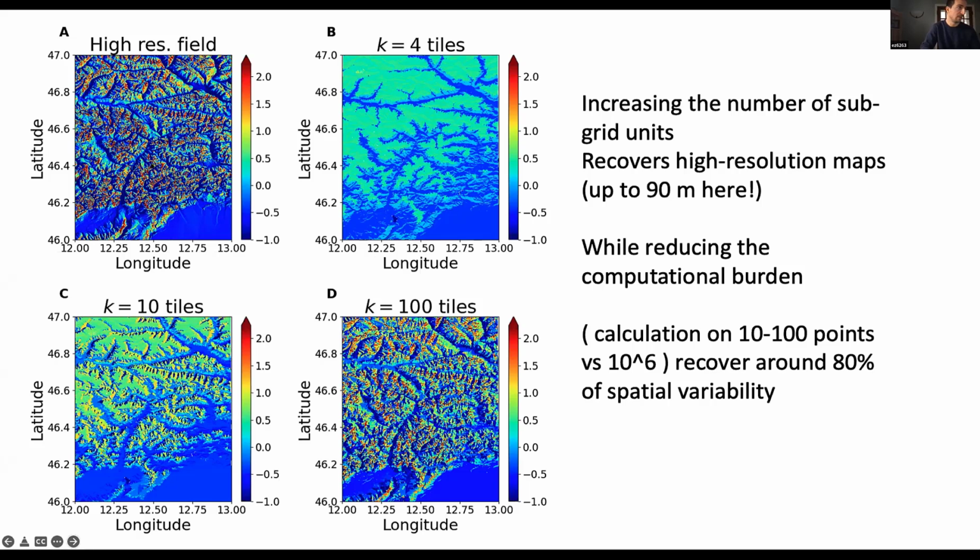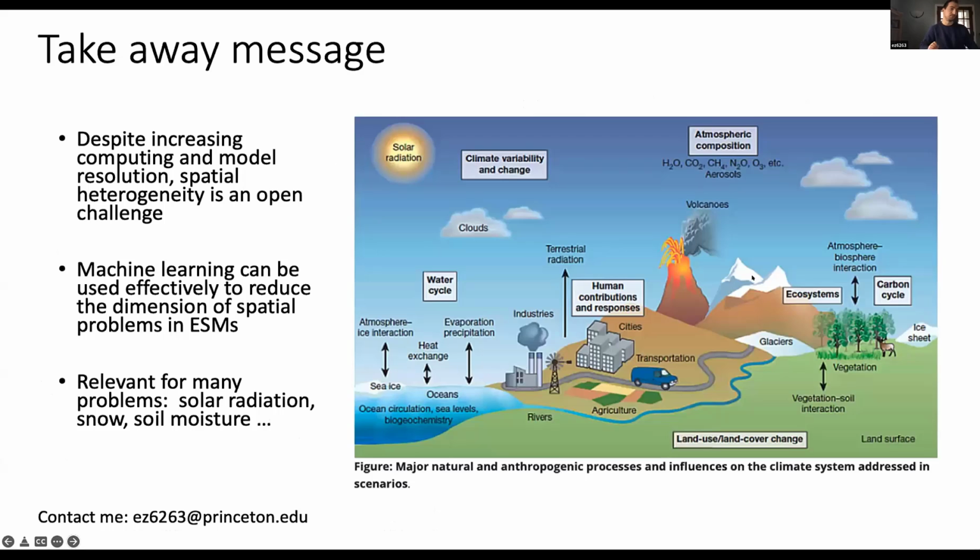So I'll leave you with this. I'll just summarize that describing land is very difficult because the processes involve so many scales and they are so variable in space. So machine learning can actually help us improve the existing models that we use.